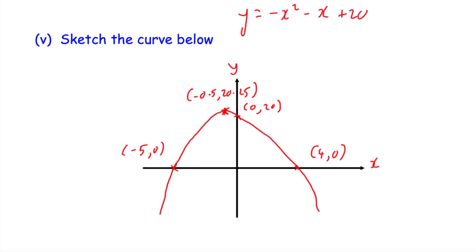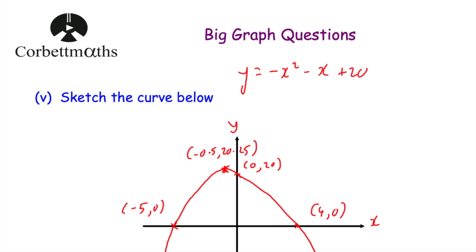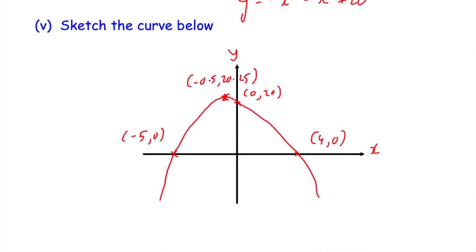Okay, and now let's have a look at our next part, because sometimes these big graph questions, as well as having that differentiation, might have a bit of integration. And here we've got part VI, or part 6. It says find the area enclosed by the curve and the x-axis. So in terms of the curve, here we've got the curve. Here we've got the x-axis. The enclosed area will be this shaded area here, because it's between the curve and the x-axis. It won't be any of these regions because they're not enclosed. And that's it. So we want to find this area here.